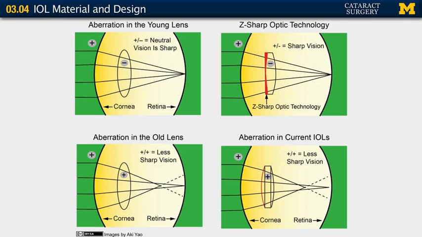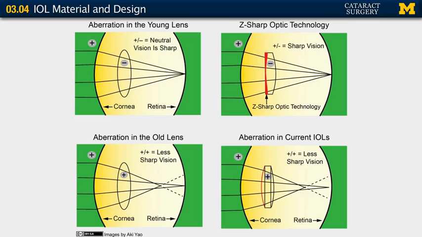As we age, there's more aberration in the lens, and light starts to come to different points of focus within the eye as it passes through the peripheral versus the central lens. This degrades the quality of the image that we see. Traditional lenses are spherical, and unlike a younger lens, we again have light coming to focus at different points in the eye, and that leads to a less sharp image.